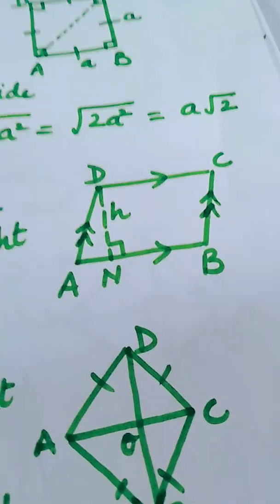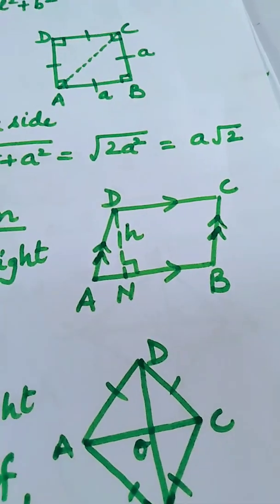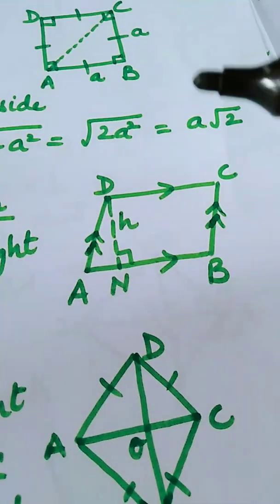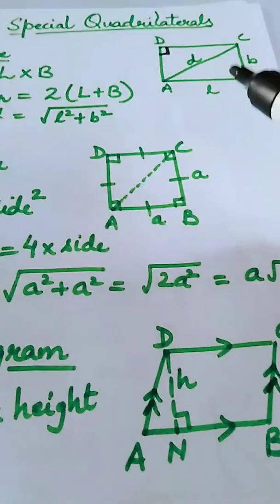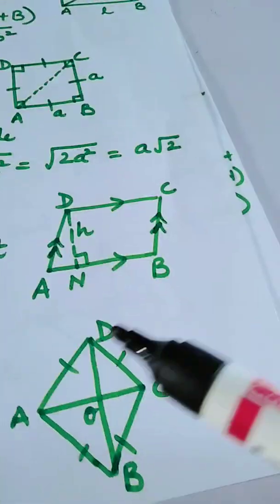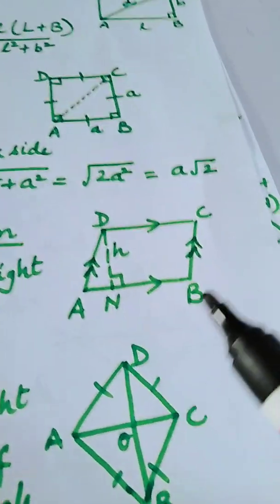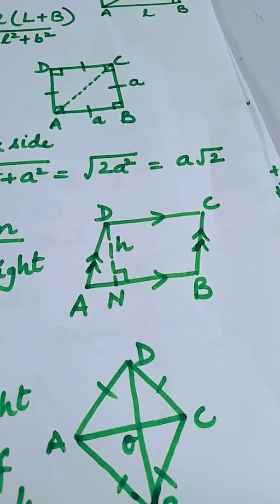What is the difference between a parallelogram and a rectangle? In a rectangle all interior angles are 90 degrees, but in a parallelogram all interior angles are not equal to 90 degrees. Clear?